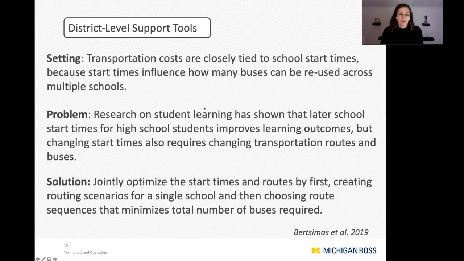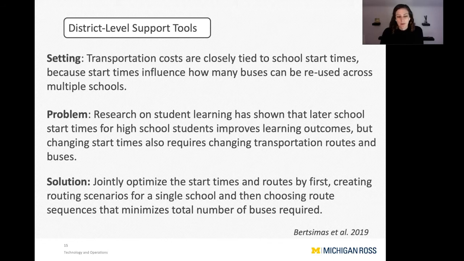And then they took advantage of some education research that showed that later school start times for high school students improve outcomes. So there's this motivation, an education-related motivation, not just an operational one, to move high school start times later in the day. And Seattle was doing this, I think, at the time. And this provided an opportunity to both address an educational problem as well as an operational one.